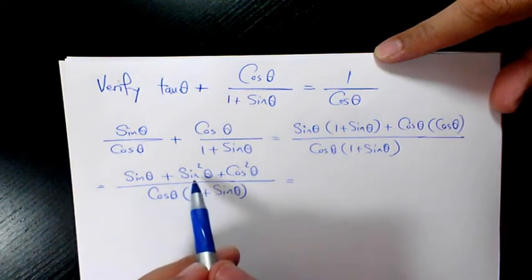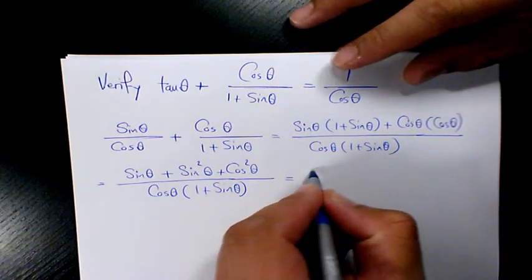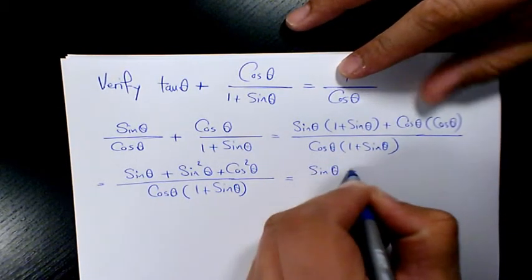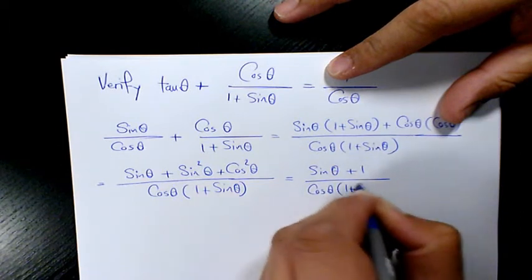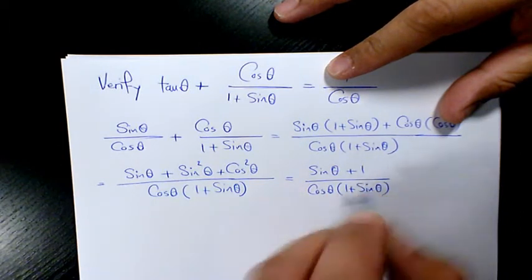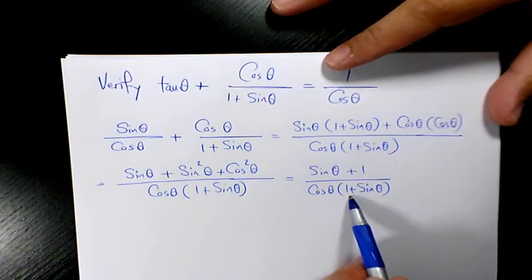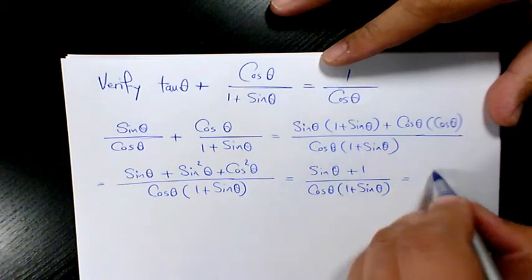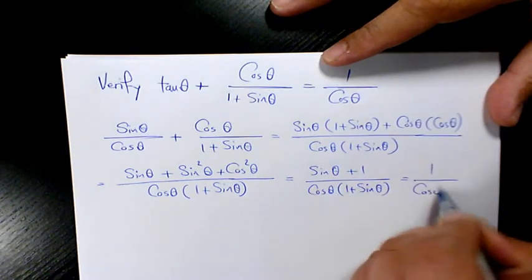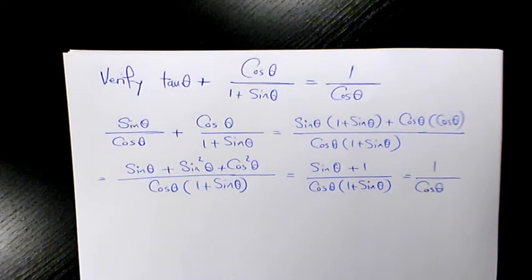Then, as you know, sine squared theta plus cosine squared theta is going to be 1. So it will be sine theta plus 1 over cosine theta times 1 plus sine theta. So as you see here, these two terms are common in numerator and denominator, so we can cancel out. We have 1 in the numerator and cosine in the denominator. So that's verified. Now let's see the next example.